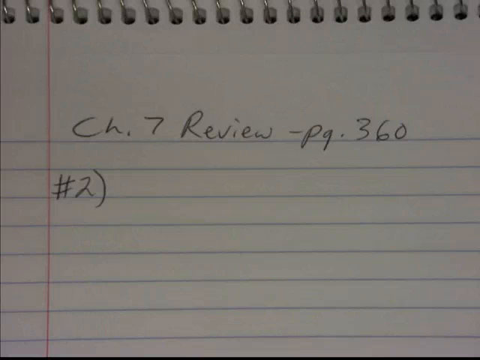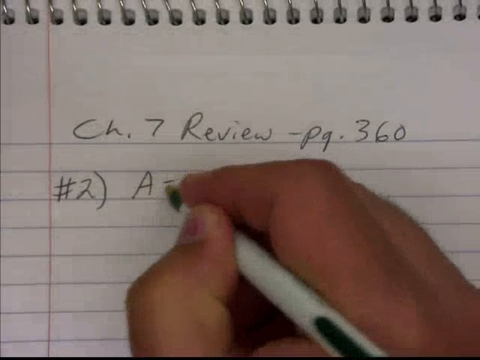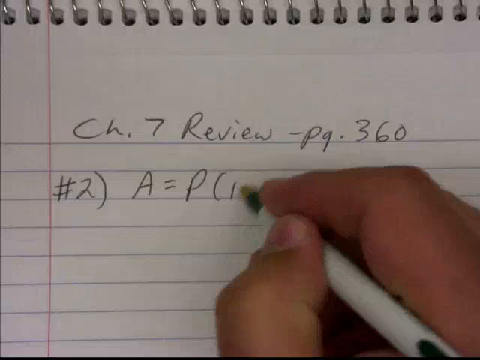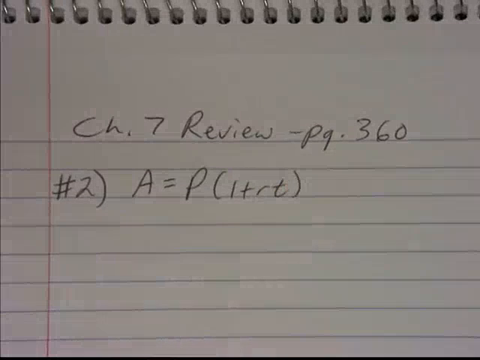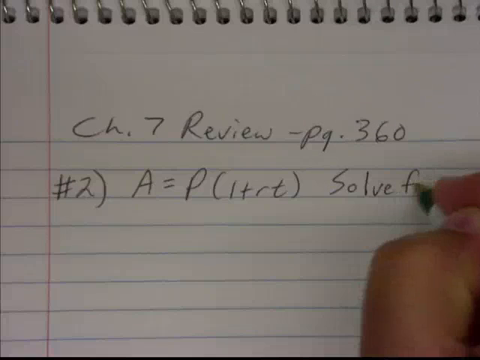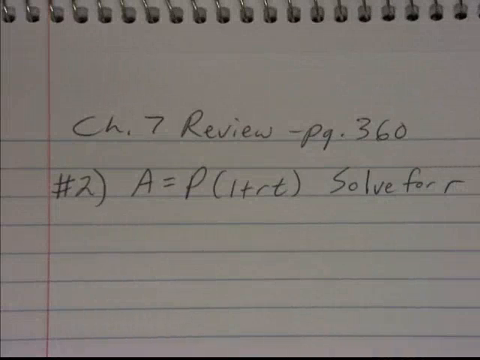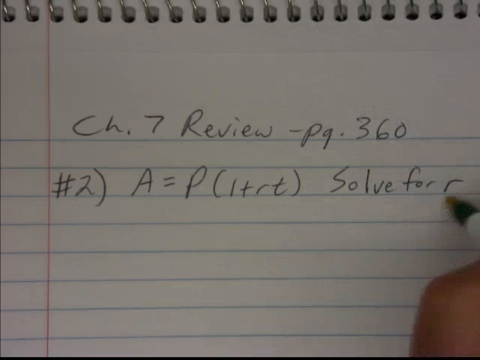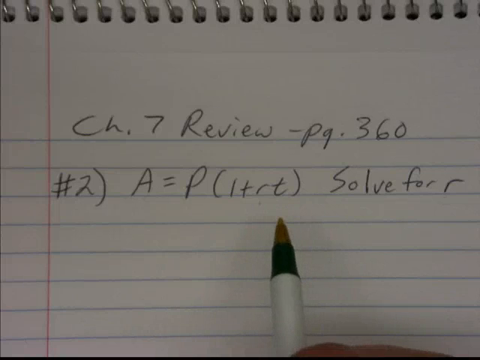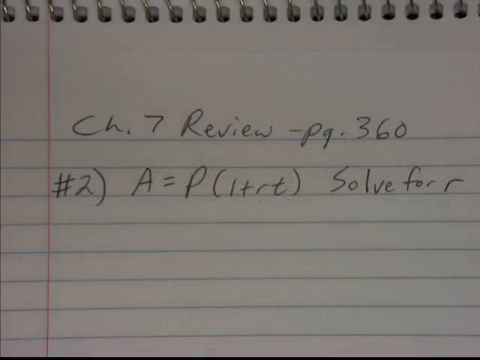And the first problem says we have the equation A equals P times 1 plus RT. And we want to solve that for R. Remember what it means when we say that we're going to solve something for a variable is we're going to get that variable all by itself and everything else on the other side. Typically that's going to involve numbers, and we're going to have a whole bunch of numbers on the other side. But in this case we're going to have letters as well.